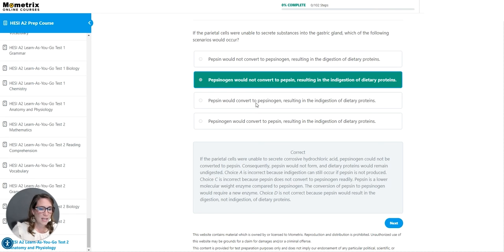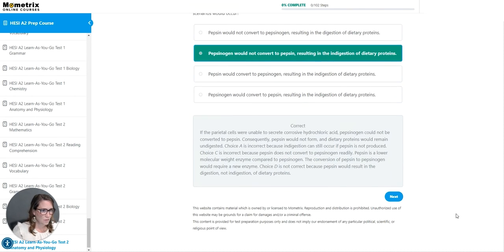And then choice C here is incorrect because pepsin does not convert to pepsinogen readily. And choice D here is not correct because pepsin would result in the digestion, not indigestion. So if it's able to convert, it is going to digest. In this case, it's saying it converts and then does not digest. So our second choice here is our correct answer.